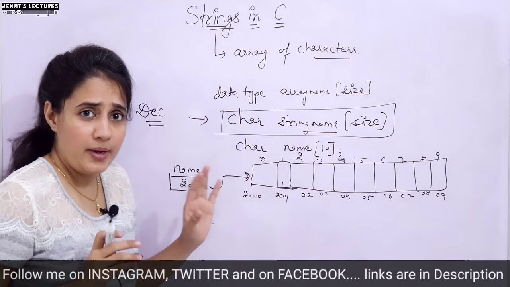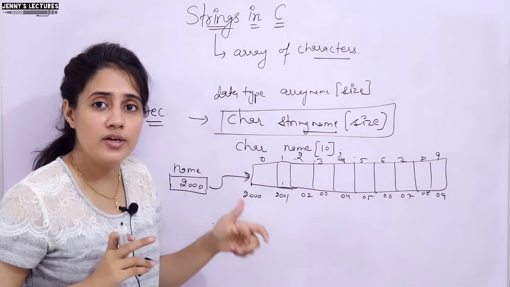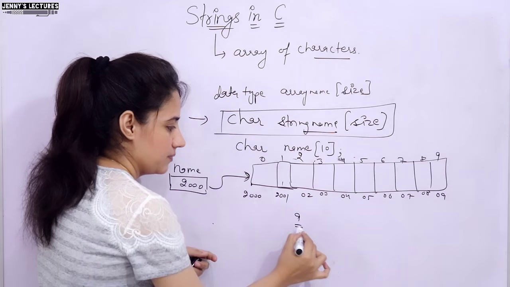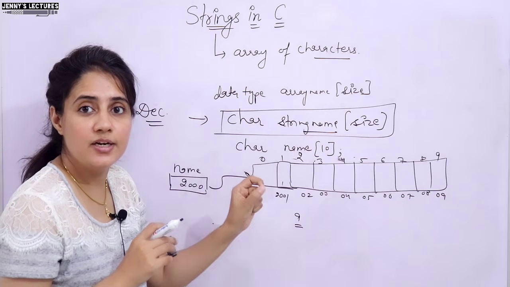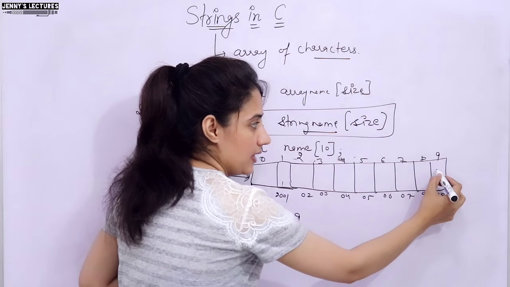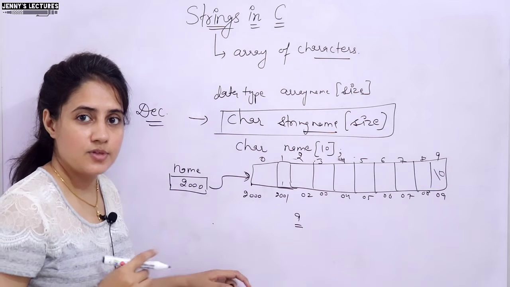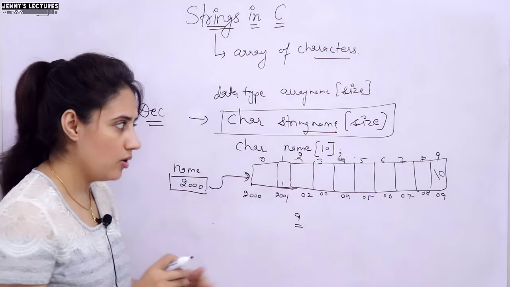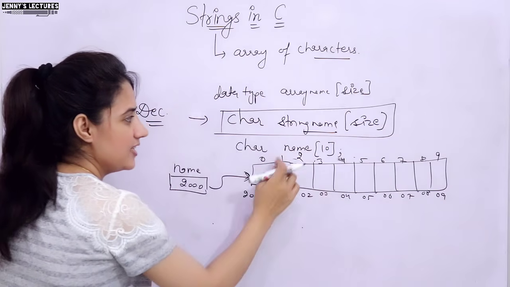See now the main point is what? In this string or this character array, how many characters can we store? 9 characters, because a string would always end with a null character. So at the last we always store the null character. So here you can store 9 characters, right? So I guess the declaration is clear.